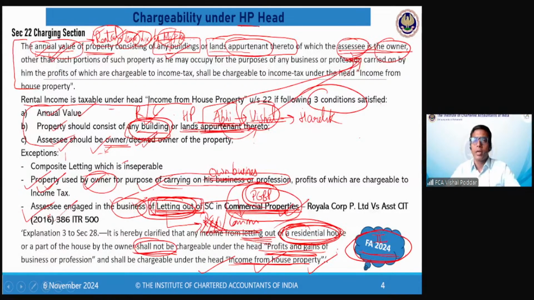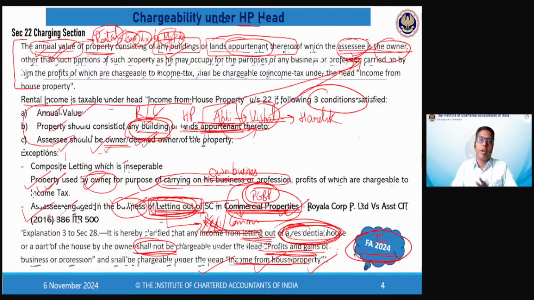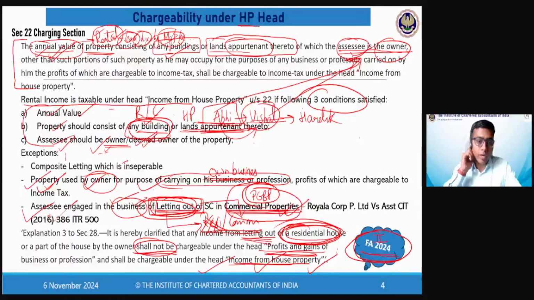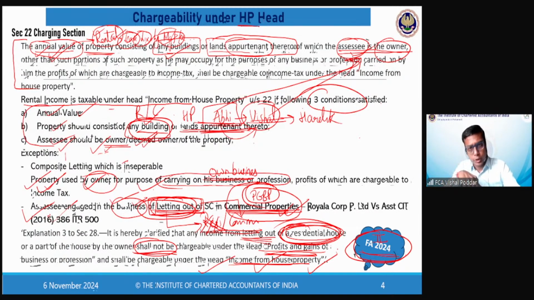So let us say I have 10 flats. I have purchased these flats with the intention to run a business. What is this business? That I will give it to students, I will give it to different working people who are coming and staying in my city for the purpose of their studies or for the purpose of their jobs, etc. So I am giving residential properties on rent, and this is my business. It will now fall under the head HP.